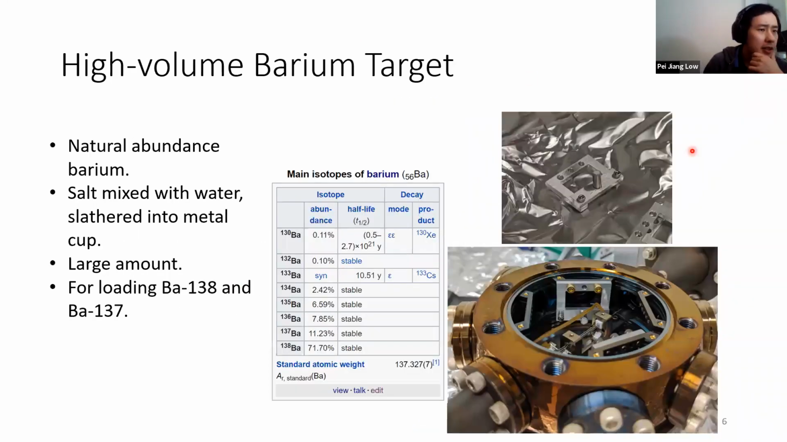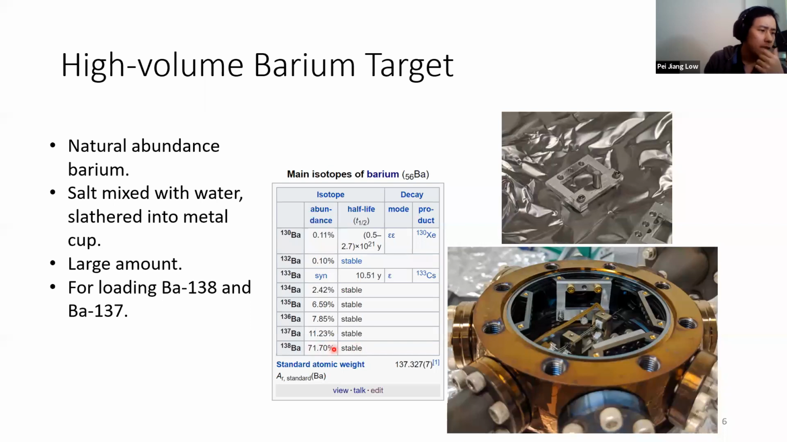So this is what it looks like in real life. It's basically a metal cup, and the white part over here is the salt. The way we prepare it is to mix the barium salt with water, then lather it onto this metal cup, and this is what it looks like in our trap. Since it is natural abundance barium, it has the natural isotopic composition, which you see in this table over here.